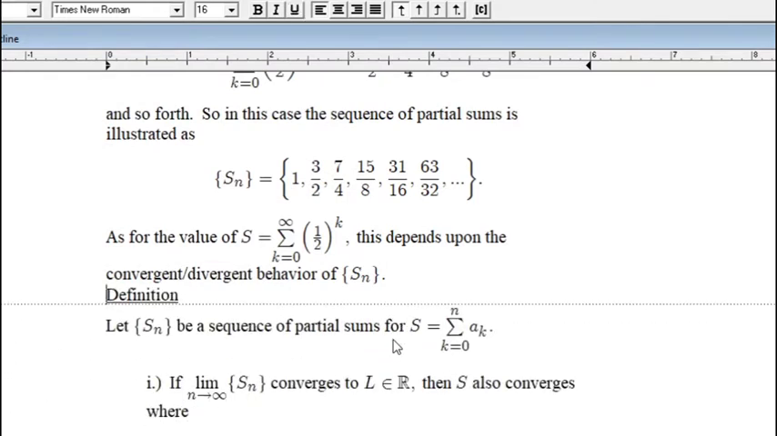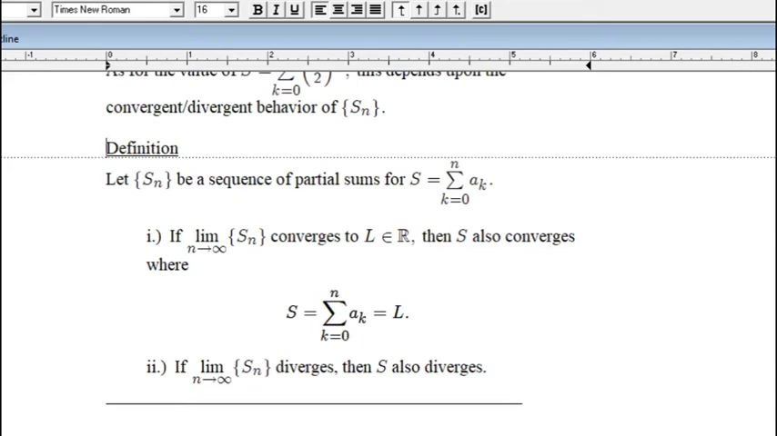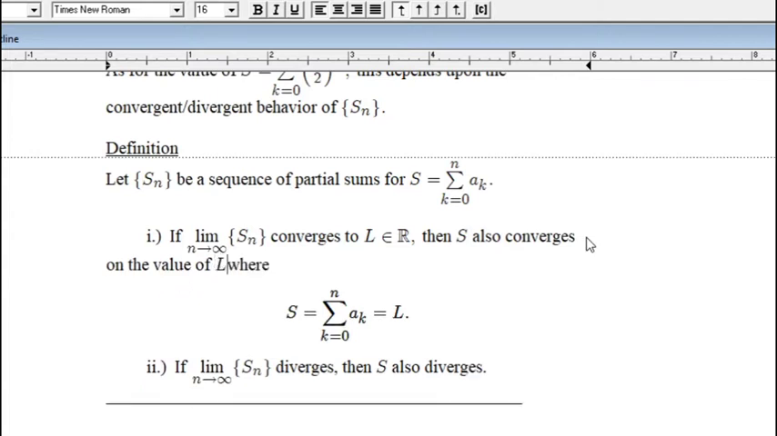By definition, if we define convergent or divergent behavior here for the series, letting the sequence S sub n be a sequence of partial sums for series S, if the limit as n heads to infinity for that sequence of partial sums converges to L, some limit value that's contained in the real number system, then what we can conclude is that S will also converge, on the value of L. We can further go on to say that the value of S, this summation from k equals 0 to infinity, is going to be equal to the value of L.